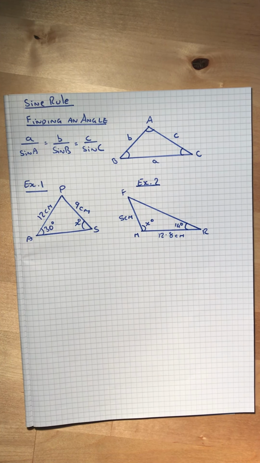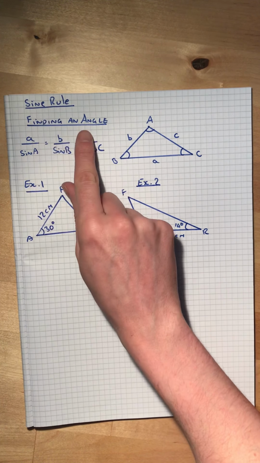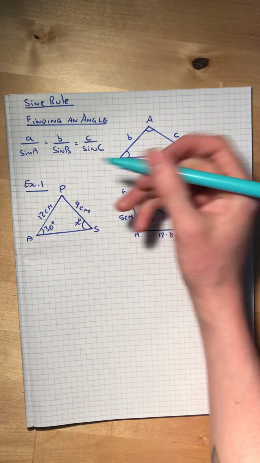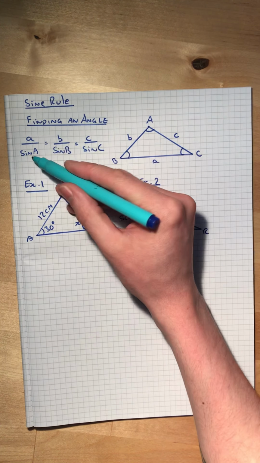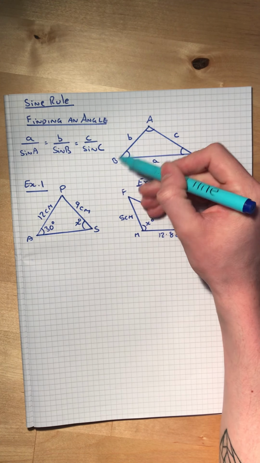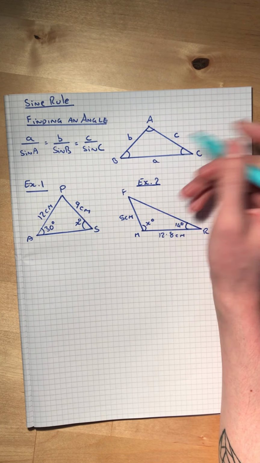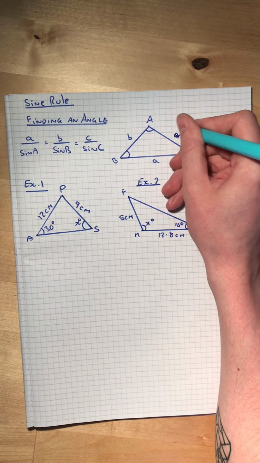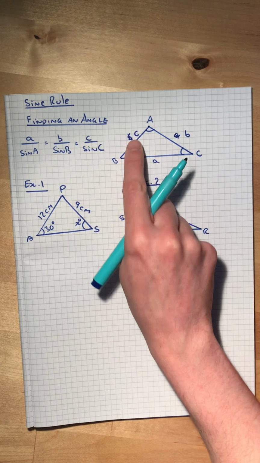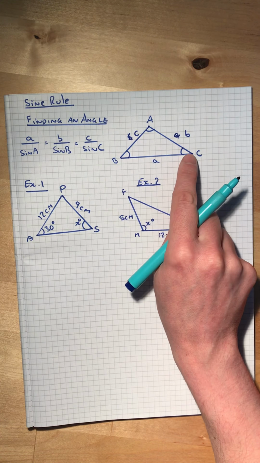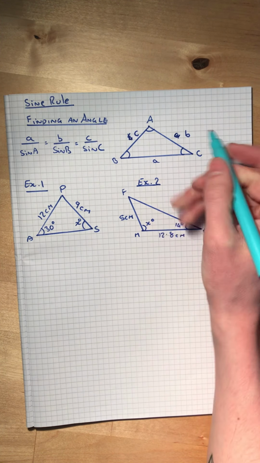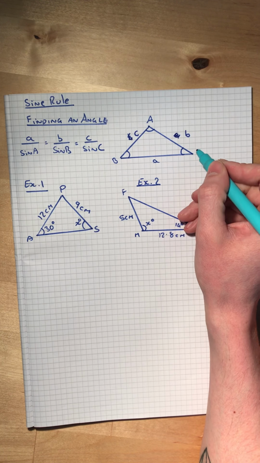So now what we're going to do is use the sine rule to calculate an angle. It's the same formula. Length of side A divided by sine of angle A will equal the length of side B divided by the sine of angle B, equals C, the length of side C, divided by sine of angle C. From that, what we can do is calculate the angle.